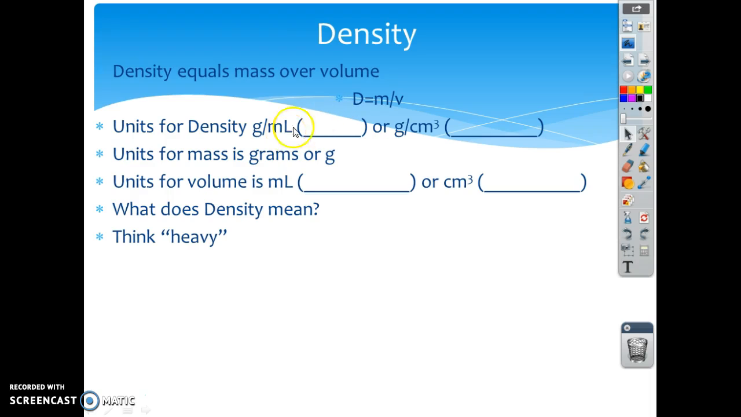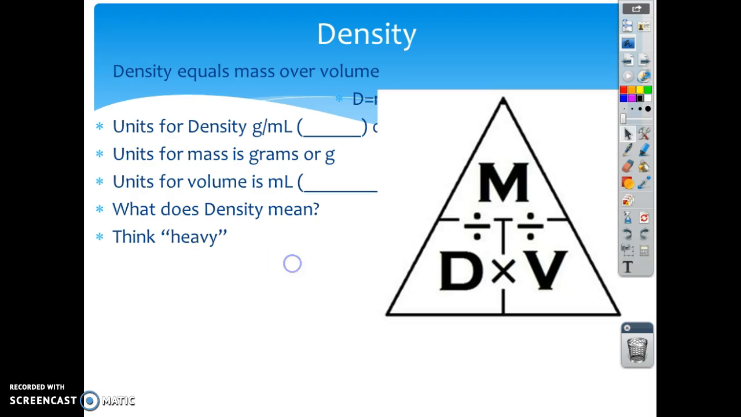How about density real quick? Density equals mass divided by volume. Our units for density are grams per milliliter or grams per centimeter cubed. The units for mass is grams and the units for volume is milliliters or centimeters cubed. What does density literally mean? It means how tightly packed the molecules are inside of anything. Think of something as being tightly packed or heavy in a small space when you think of density.